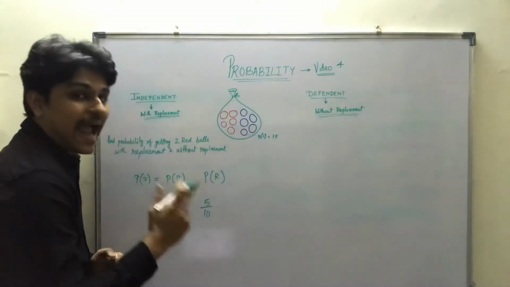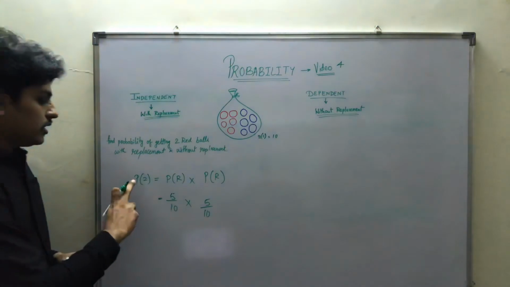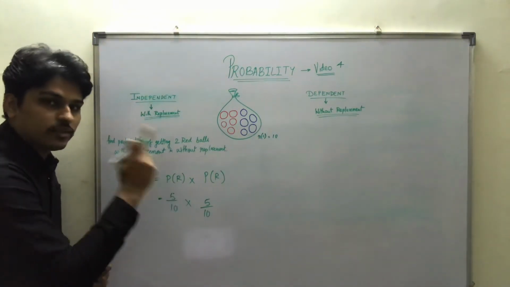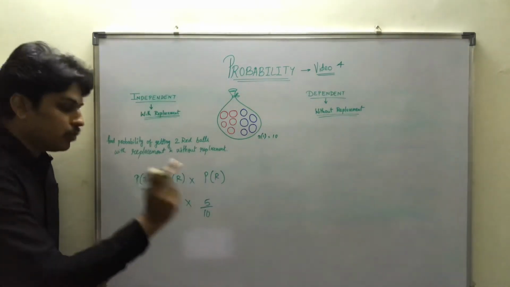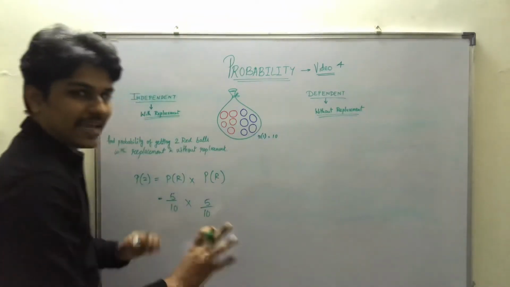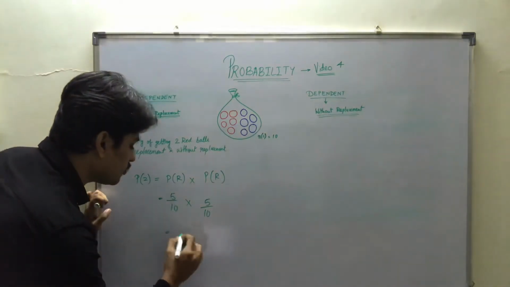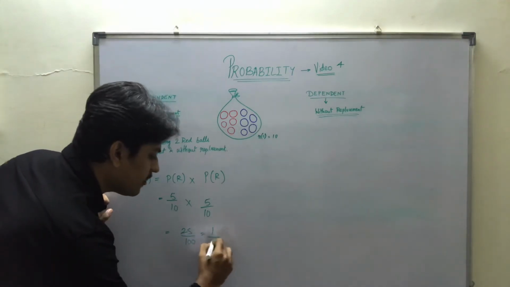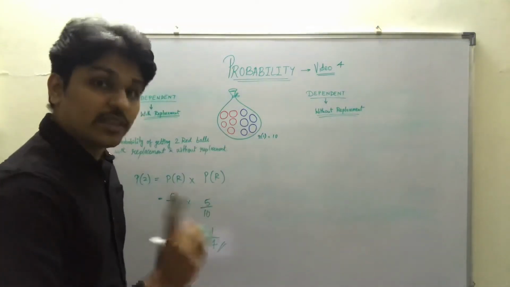But because it was an AND event, I told you the AND event has to have a multiplication. So the probability of getting 2 red balls is the probability of getting a red ball in the first instance and the probability of getting a red ball in the second instance. In both the instances, the probabilities remain the same because it was an independent event, and I need not take any necessary action or change in the strategy. So the answer is going to be 25 by 100, which is 1 by 4. This is the probability of getting 2 red balls back to back with replacement.